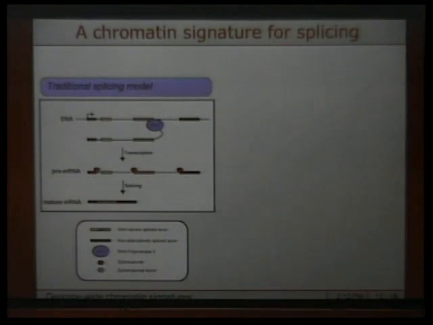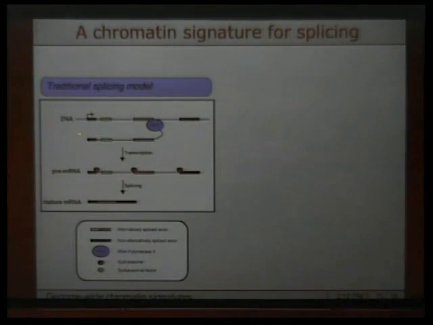exons. But if we take a step back and think for a moment, that sounds like a very strange statement. How can a chromatin signature mark exons when exons are only involved later on in splicing? So when we think of transcription and splicing, we typically think of the model where these 2 events are decoupled.